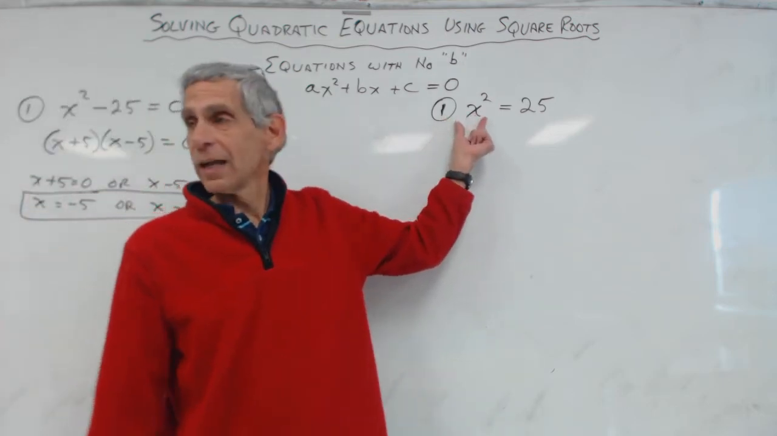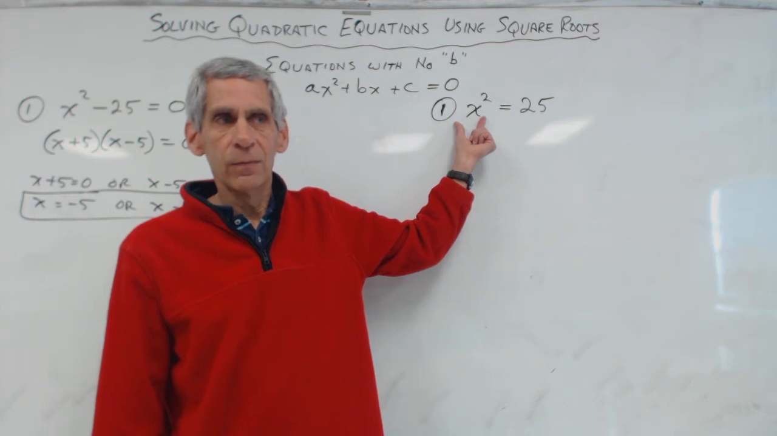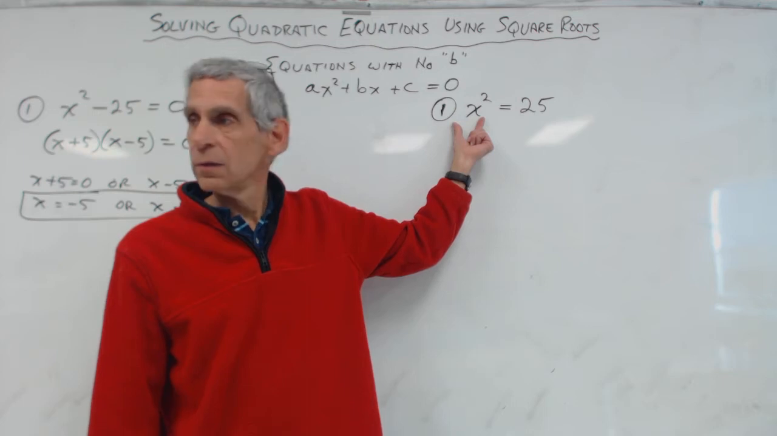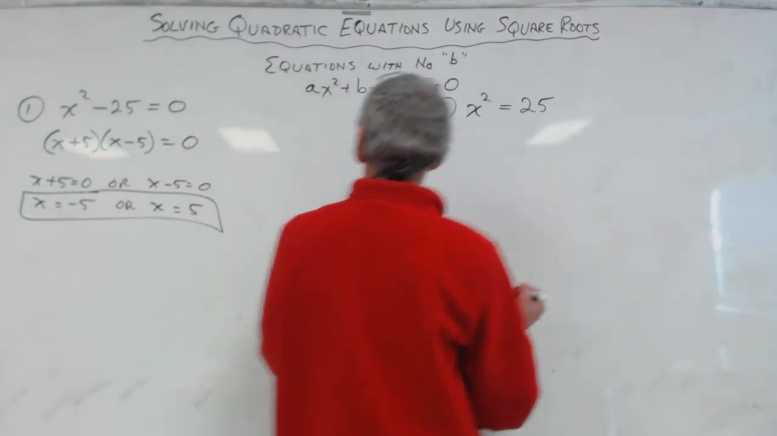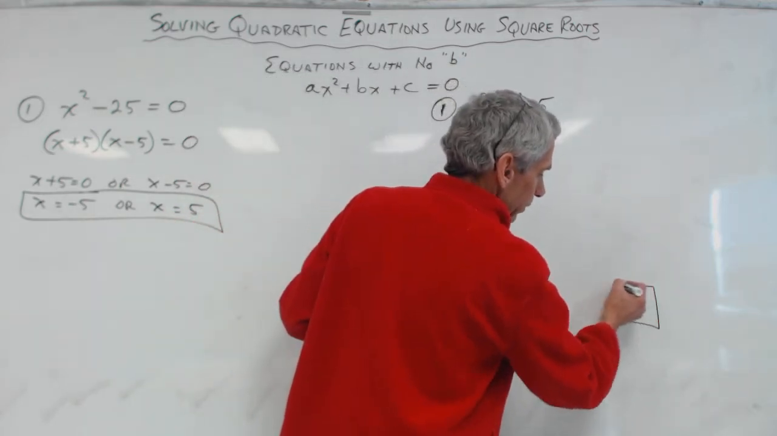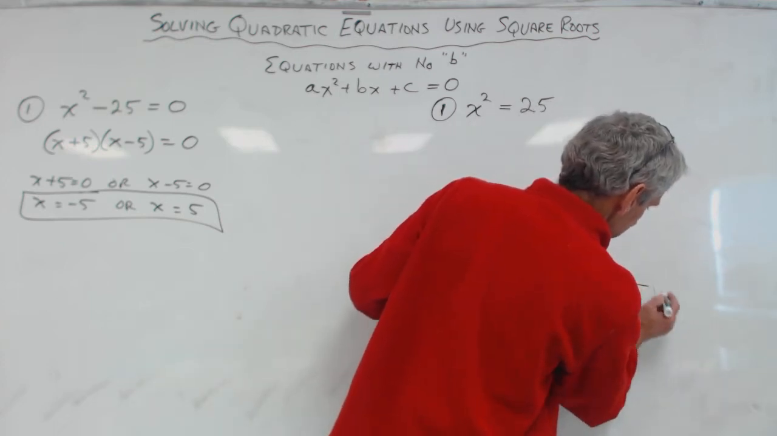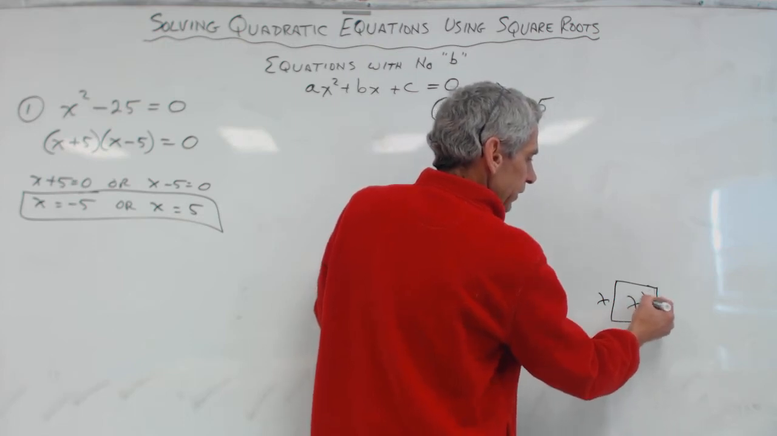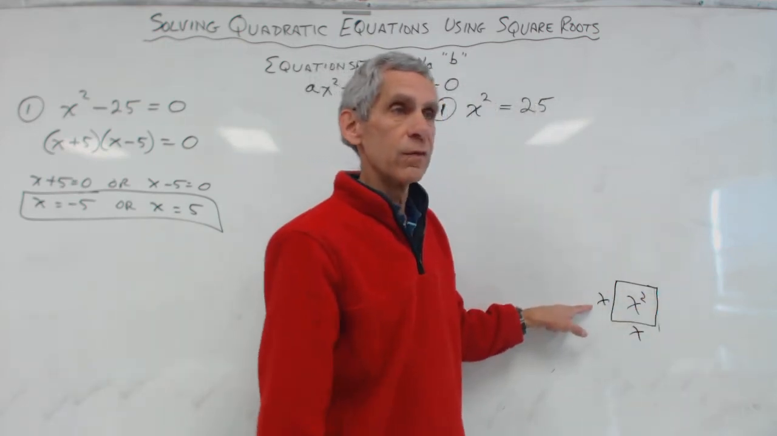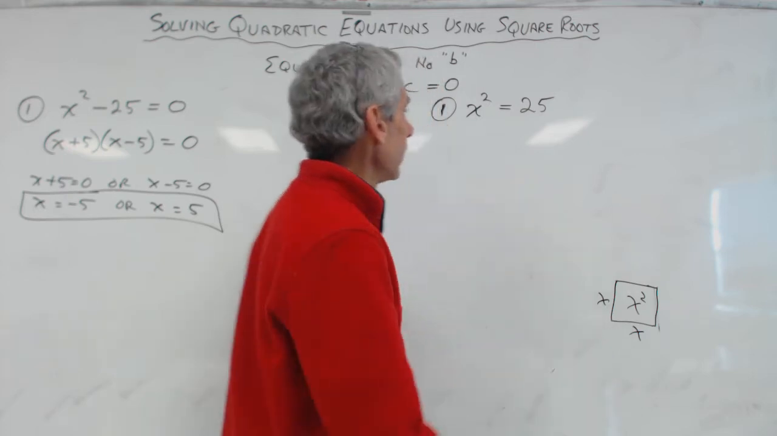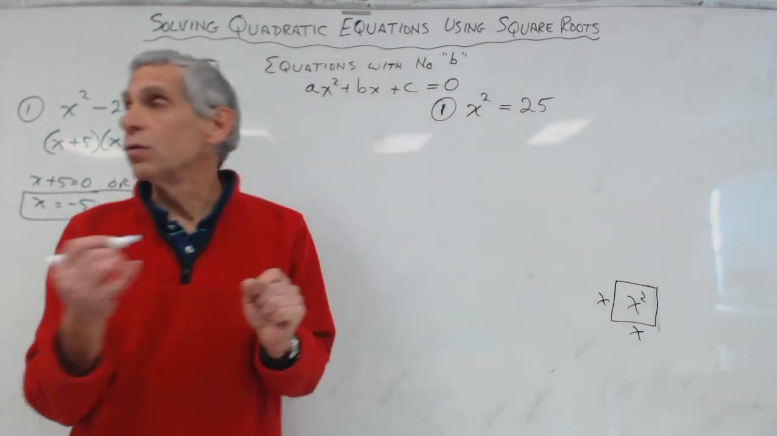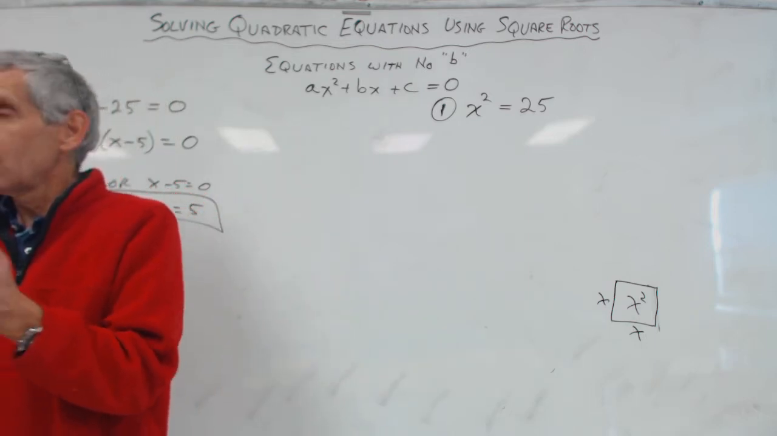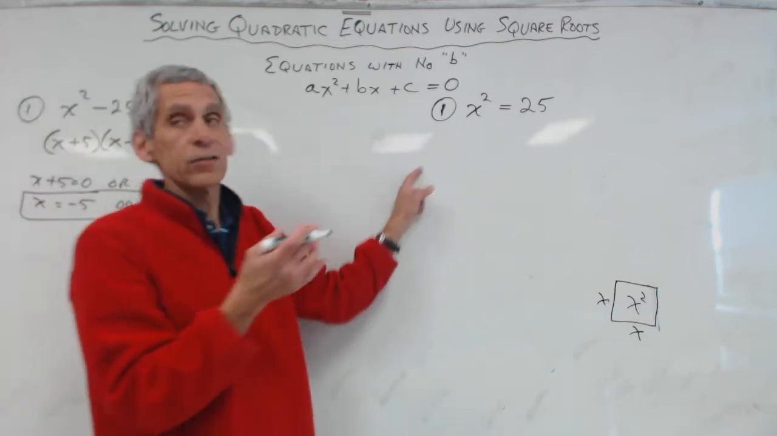I notice this is x squared. Is that a perfect square? Can I take a perfect square root of x squared? What is it? It would be x, right? You've got a perfect square. Here's my perfect square. Beautiful square. This is x. This is x. So my area is x squared. The square root of x squared is one of the sides of the perfect square. It's x. So what I'm going to do is I'm going to square root. I want to know what x equals, right? So I'm going to just square root my x squared.